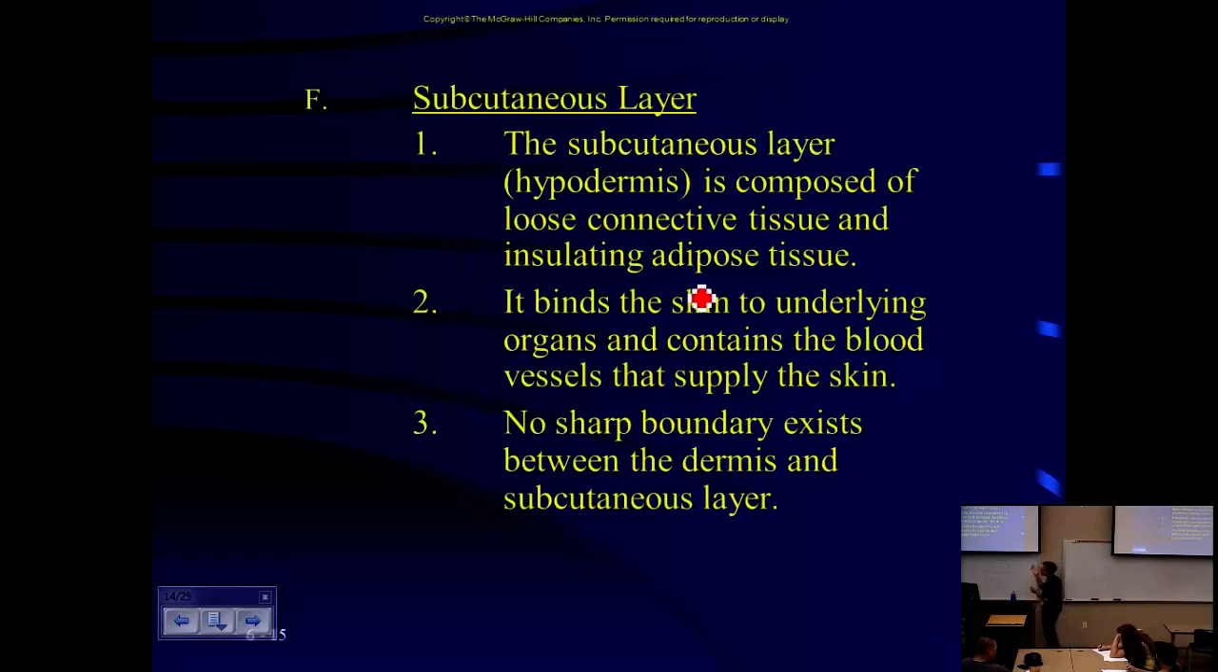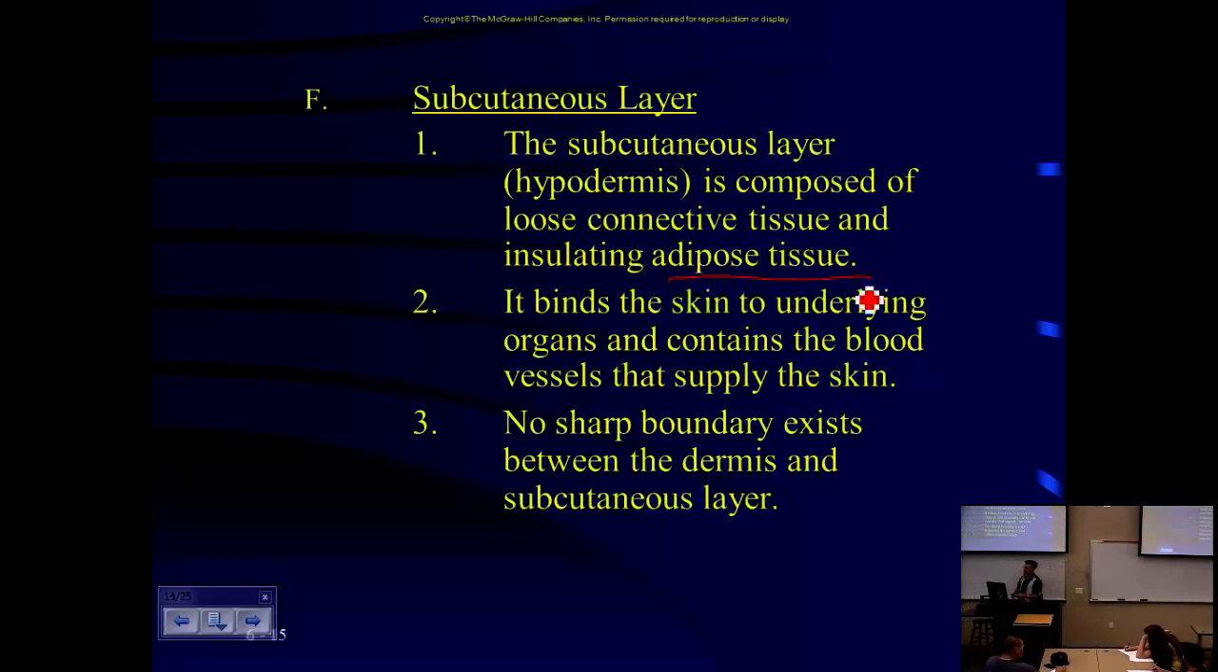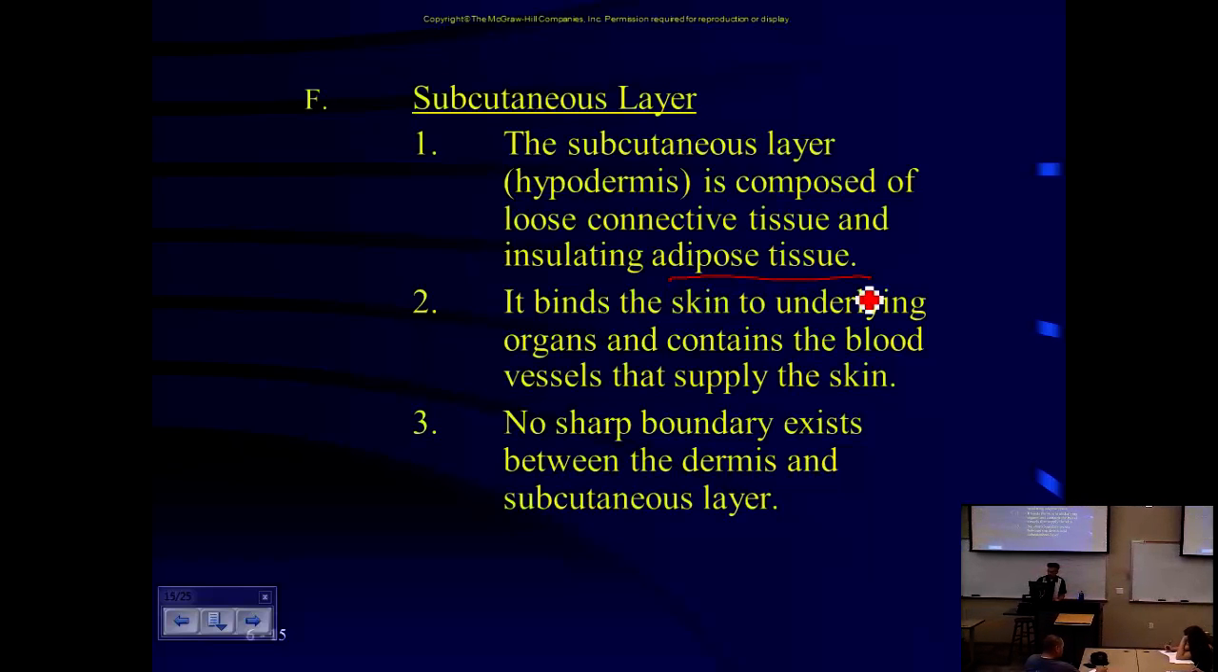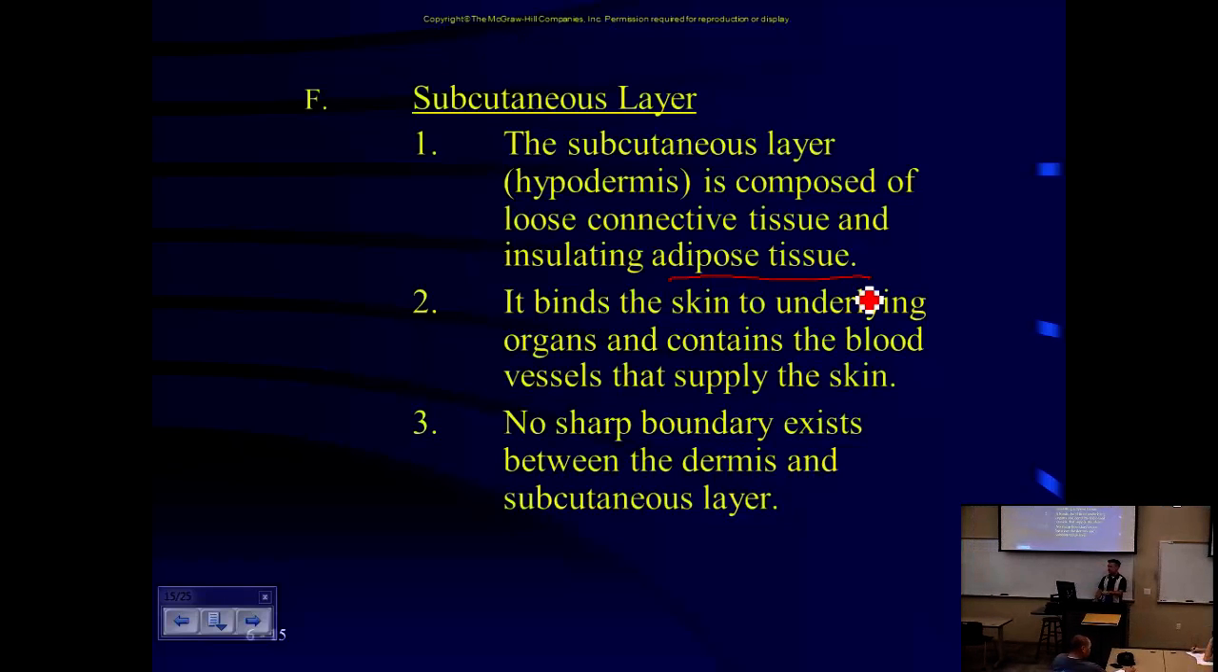And so the subcutaneous layer, which is mainly adipose tissue, i.e. fat, is there to give us extra layers of cushion and insulation. More so in the winter when we get cold.